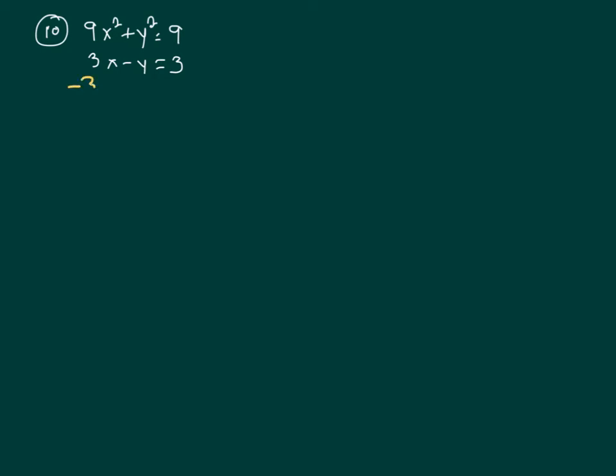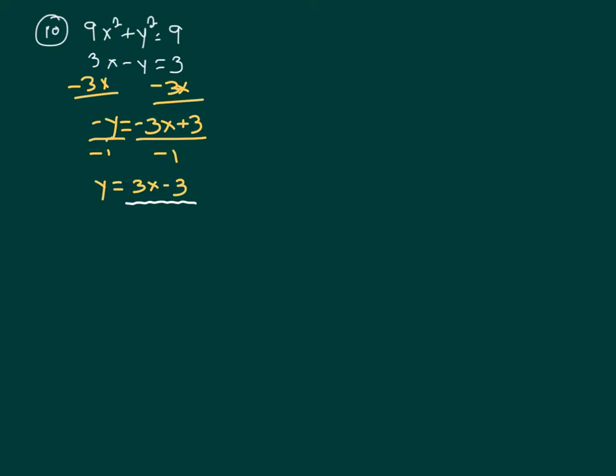So if you just subtract 3x from both sides of the equation, it leaves you with negative y equals negative 3x plus 3. And then just divide both sides by negative 1, so you're left with positive y equals positive 3x minus 3. So since y is equal to 3x minus 3, we can take this 3x minus 3 and replace it for y into the other equation.